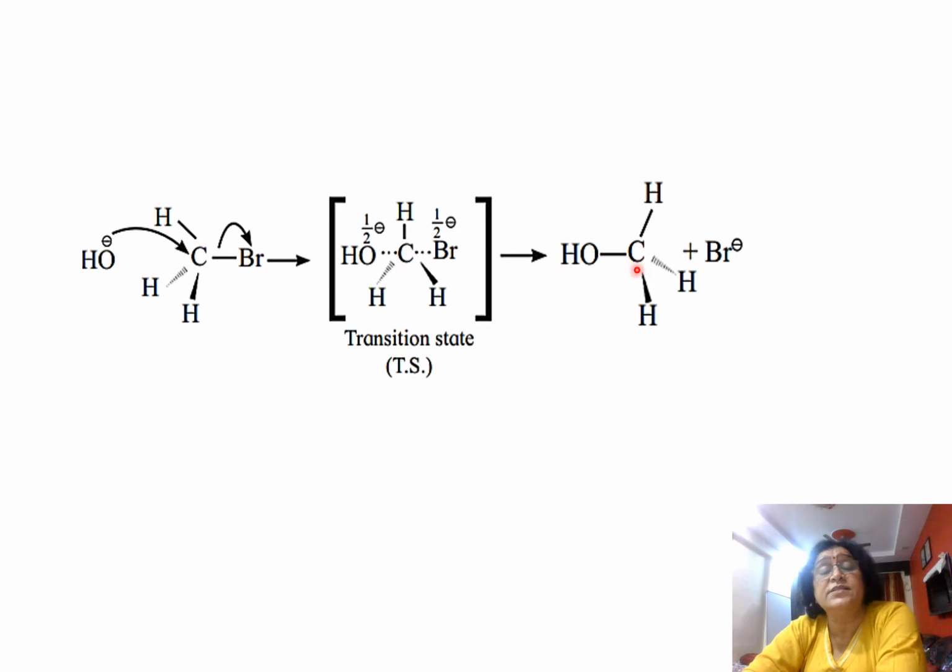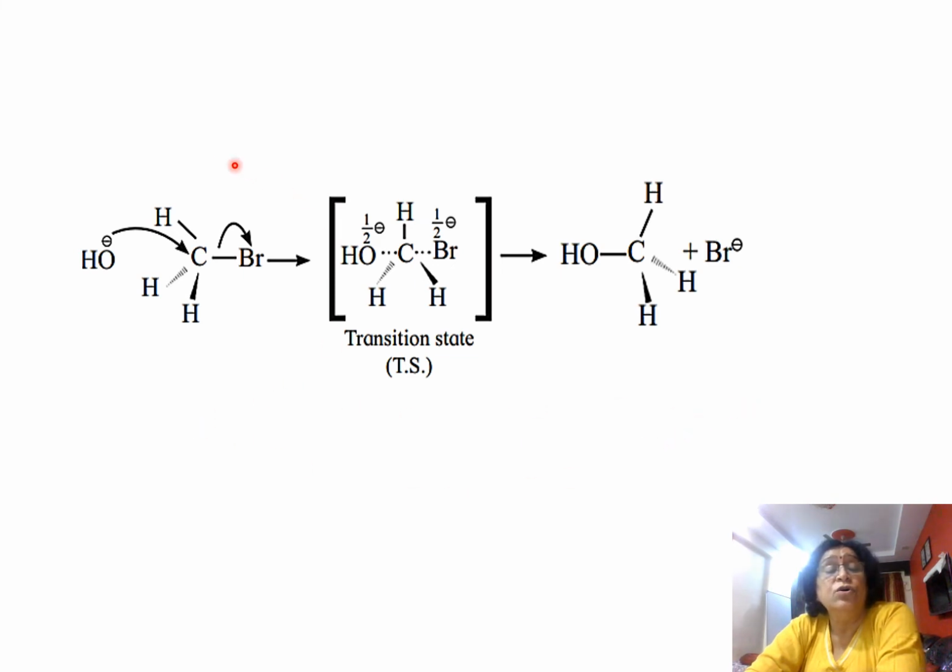Next, this OH gets attached, this bond is formed and the Br bond breaks and Br negative is formed. Clear? So here you see in this CH3Br, bromine was on the right hand side, but here you see OH is on the left hand side. So what has happened in this? Basically, the inversion of configuration has happened. It has got inverted.